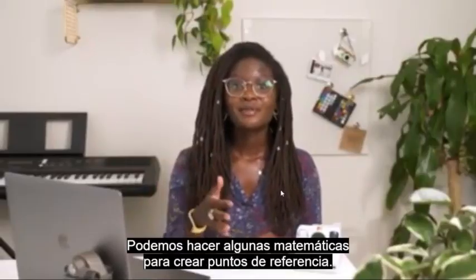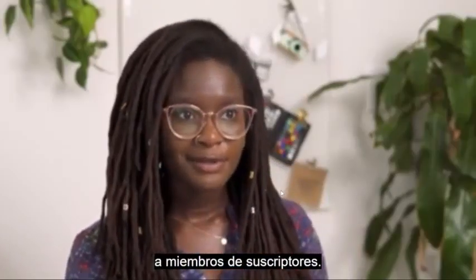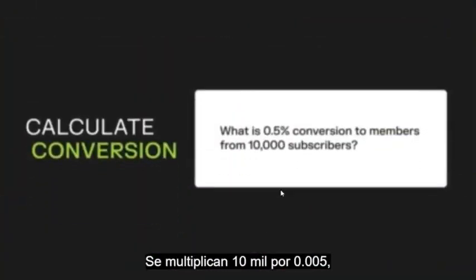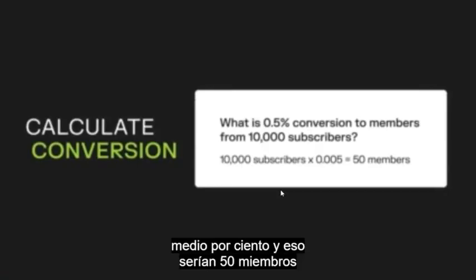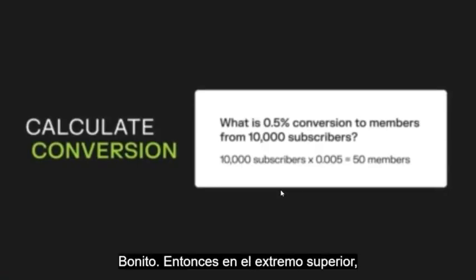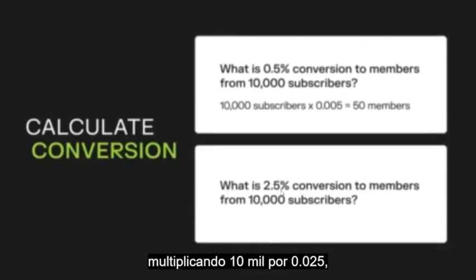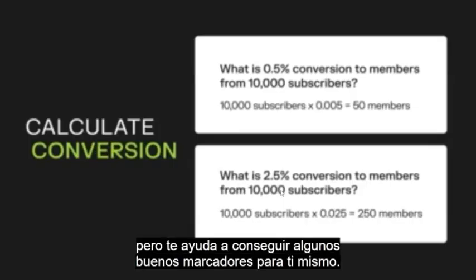We can do some math to create benchmarks if you want to know 0.5% conversion to members from subscribers. Let's say you have 10,000 subscribers, okay? You multiply 10,000 by 0.005. That is representative of 0.5%, and that would be 50 members. Nice. And then on the higher end, what 2.5% would look like would be multiplying 10,000 by 0.025, and that would be 250 members. That's a considerable range, but it helps you get some good markers for yourself.